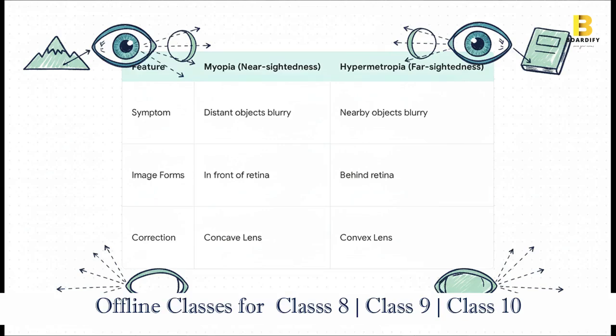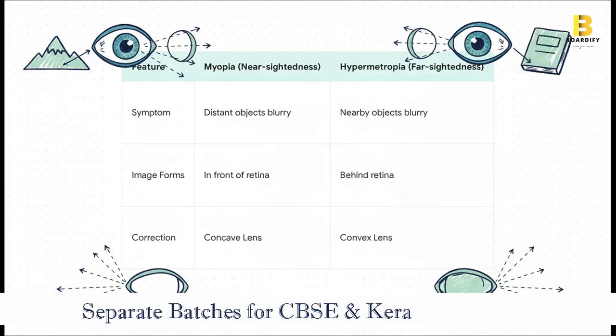Then you have hypermetropia, or far-sightedness. Now, nearby objects are blurry because the image forms behind the retina. And the fix for that? A convex lens. Seriously, memorize this table.